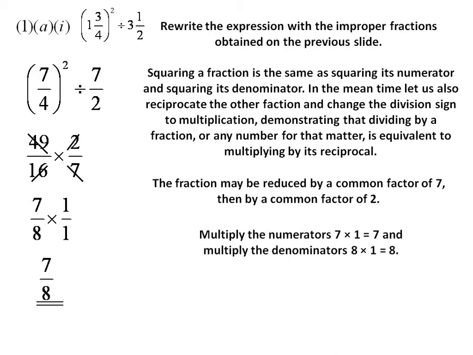Multiply the numbers as we have said before. 7 multiplied by 1 is 7, and we do that to the denominators also.